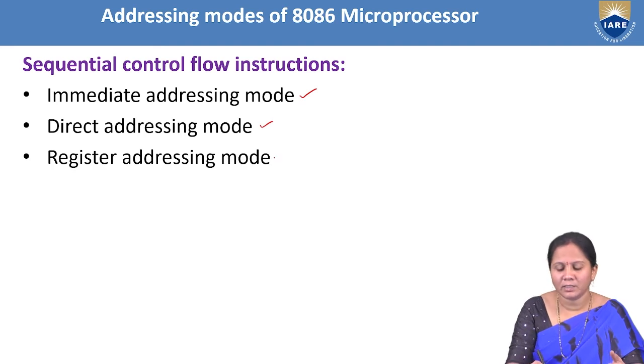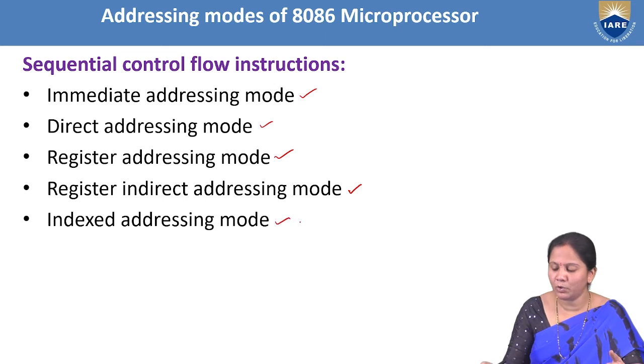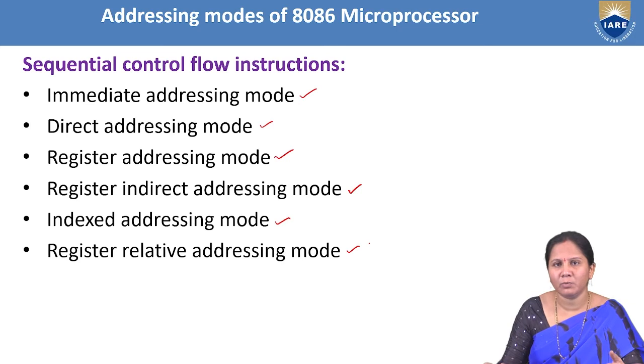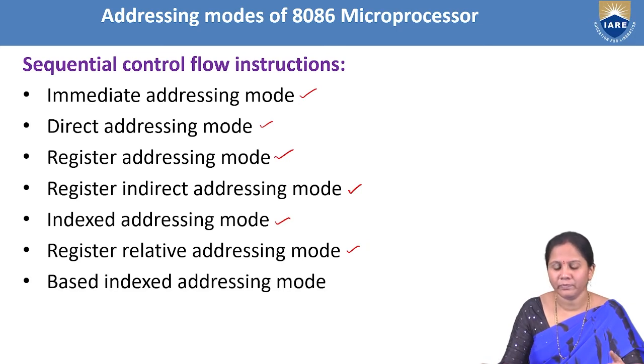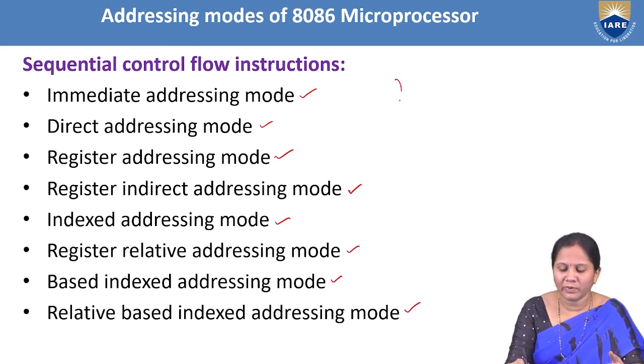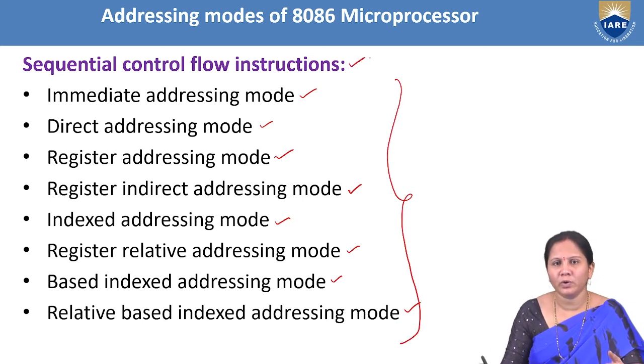Next, register addressing mode, and next register indirect addressing mode, and next indexed addressing mode, and register relative addressing mode, based indexed addressing mode, and the next one is relative based index addressing mode. All these are different types of addressing modes that come under sequential control flow instructions.